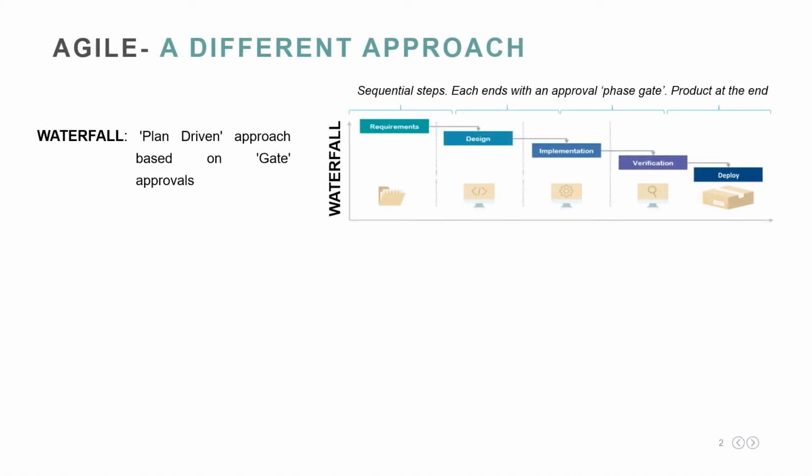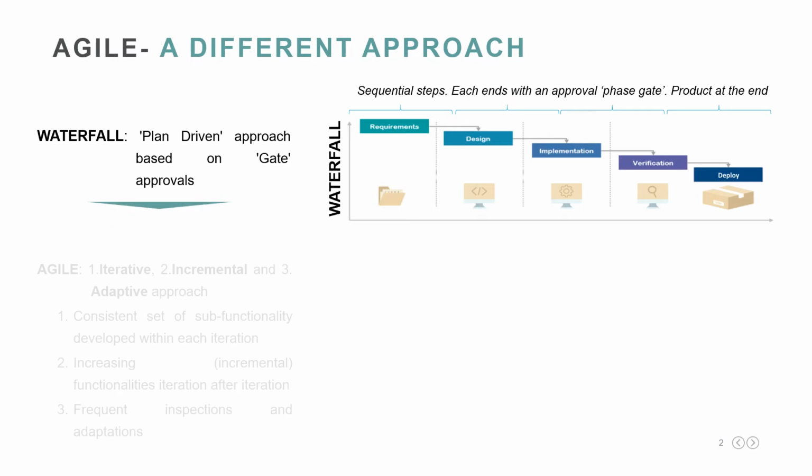It's now rather clear that Agile is a very different approach from Waterfall. As already said in previous lessons, Waterfall is a plan-driven approach based on gate approvals. Plan-driven since it's based on an upfront plan, which can be modified during the project, but in a time and effort-consuming way. Based on phase gates, because each phase is successive to the previous one and needs a final approval before moving on to the next one.